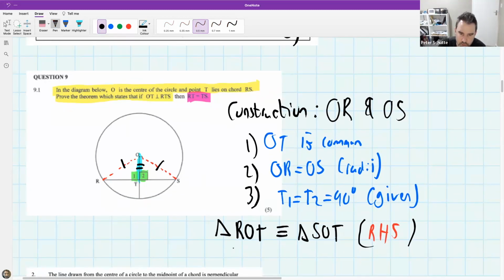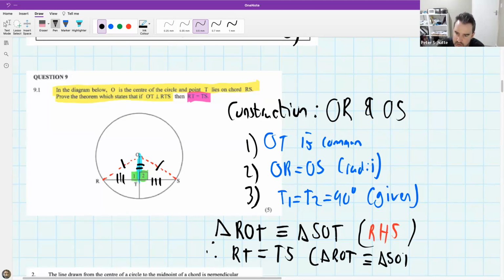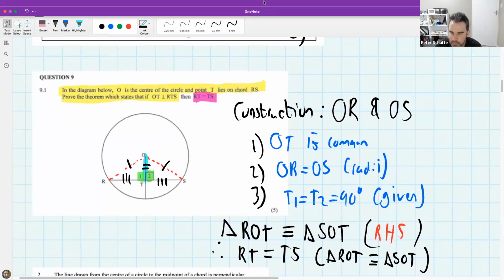Well, I needed to prove that R2, so I can say, therefore, RT is equal to TS. You can see them there, and the reason is triangle ROT has been proved congruent to triangle SOT. And that's 5 marks in the bag. Thank you very much. Give me a thumbs up if you followed that. Give me a thumbs down if you didn't.